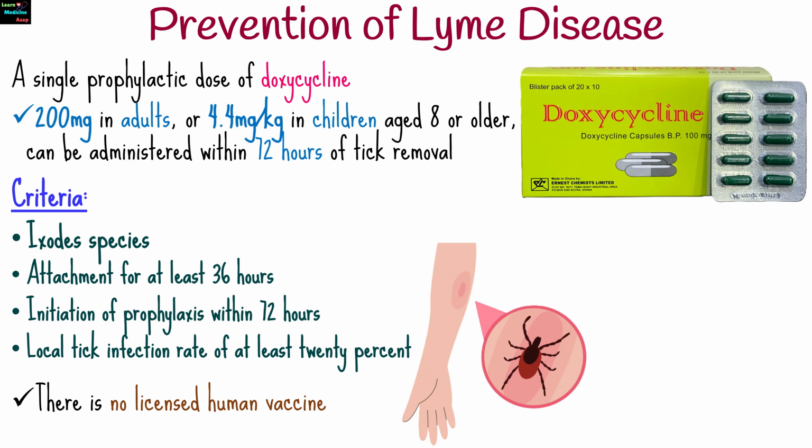At present, there is no licensed human vaccine for Lyme disease. However, candidate vaccines, such as VLA15, are under development.